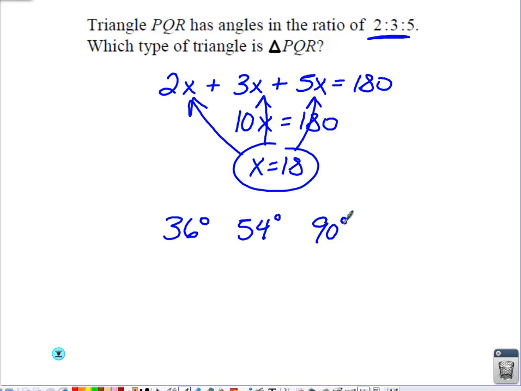That would be a right scalene triangle. We could go through and put the different sides in order, just like we did last week. We've got the different angles in order there. Anything else we can do with that?